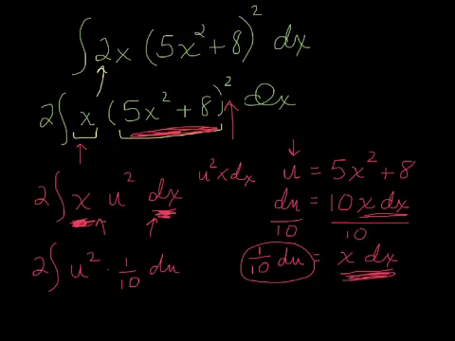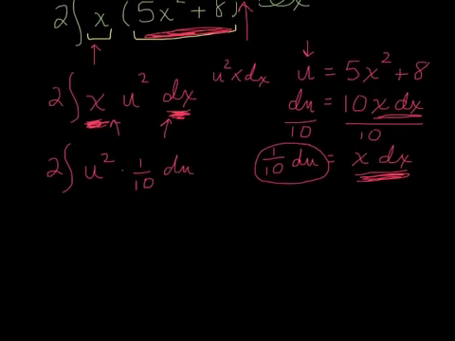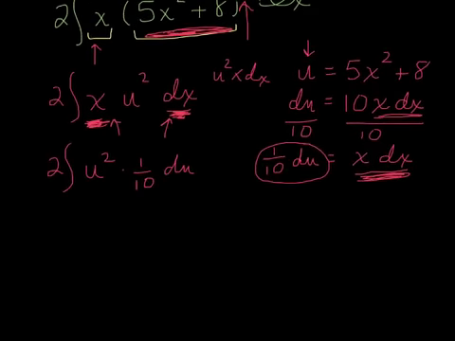So 1/10 du is what I've substituted. Now I look at my problem. I have nothing but u's, so now I can simplify it. I'm going to take that coefficient out. Just makes my life easier. So when I bring the 1/10 out, I got 2 times 1/10, which is 2/10, times u squared du. Okay, now do your antiderivative.